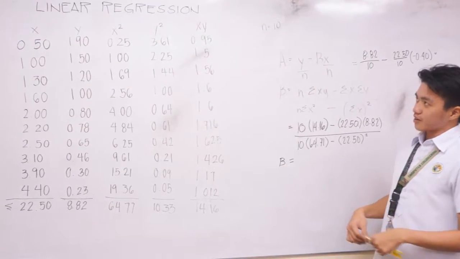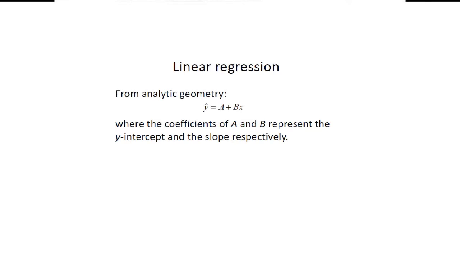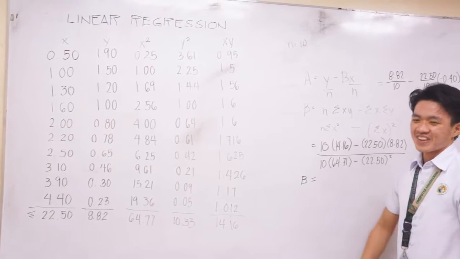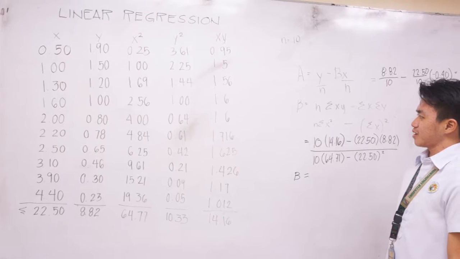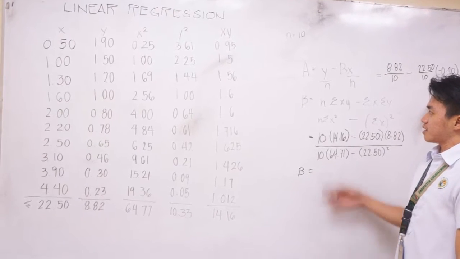So for linear regression, given the formula y is equal to a, which represents the y-intercept, plus bx, wherein b represents the slope, given this data in our table. So first, we need to find b.